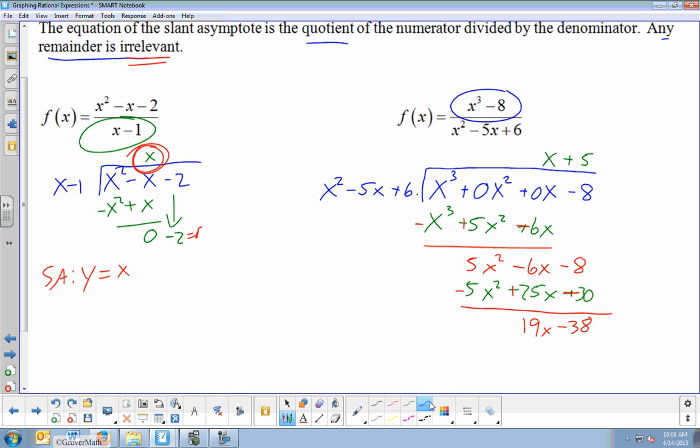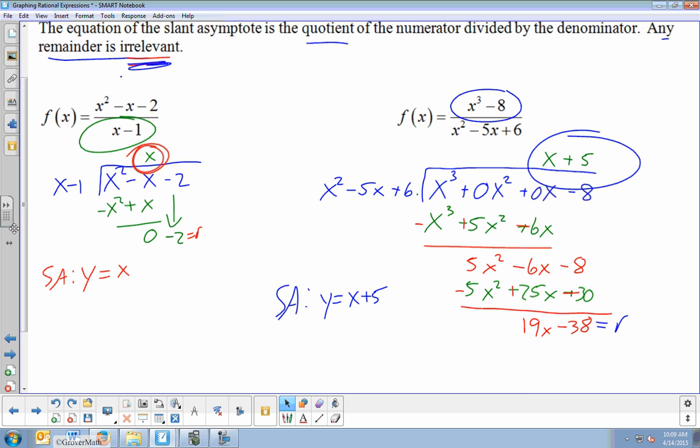And I am done. The reason I know I'm done is because this is x to the first, and so I can't divide it by x squared. Once you get down to something with an exponent smaller than x squared, then you know you're done. And so what that means is this is my quotient. My slant asymptote is y equals x plus 5, the term up here. And this would be the remainder, but we don't care about it. It's irrelevant, so it doesn't matter what's left over. So that's your slant asymptote.